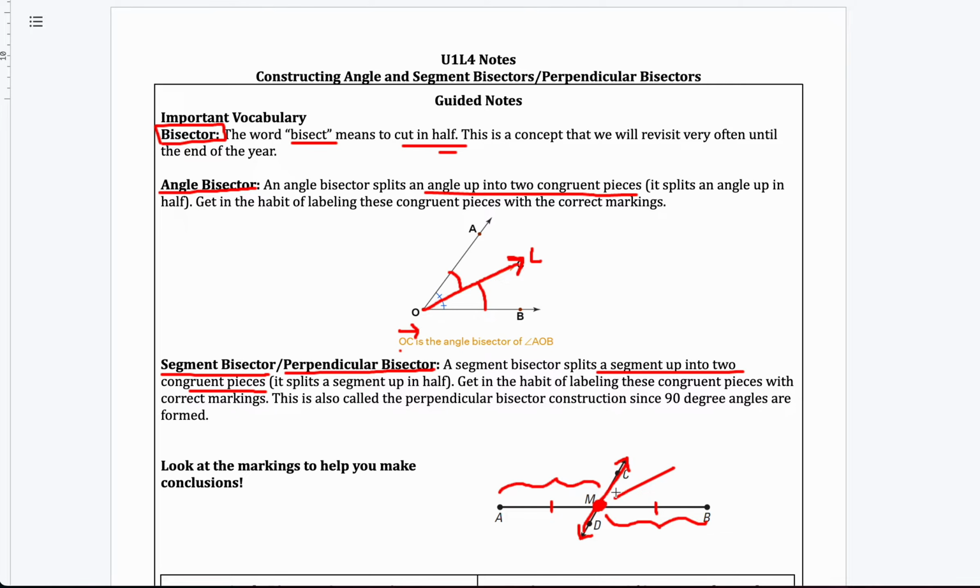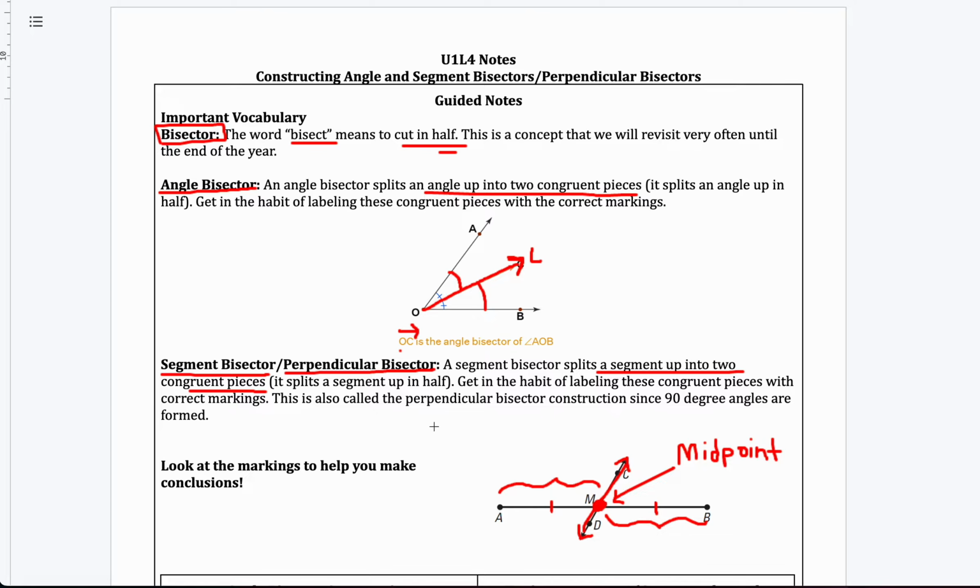So think back to your prior vocabulary. The point here that's splitting our segment into two congruent parts, we can describe it with a word that we already know. That word that we already know is a midpoint. So when a bisector intersects the line where it's cutting it in half, it meets at the midpoint.